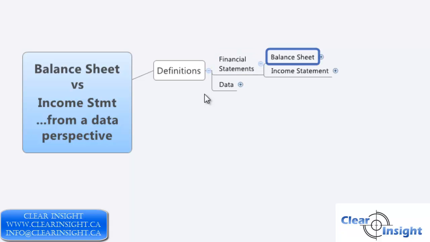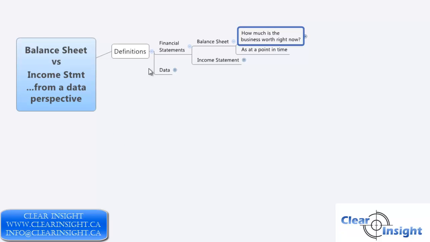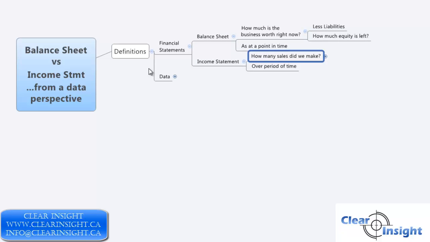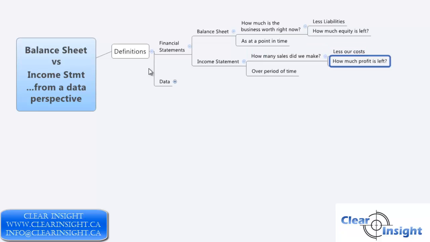What are financial statements? So we've got our balance sheet or income statement. A balance sheet is really how much is the business worth right now, less liabilities, and how much equity is left as at a point in time. That's different from an income statement, where we're saying, how many sales did we make, less our costs, how much profit is left over a period of time.